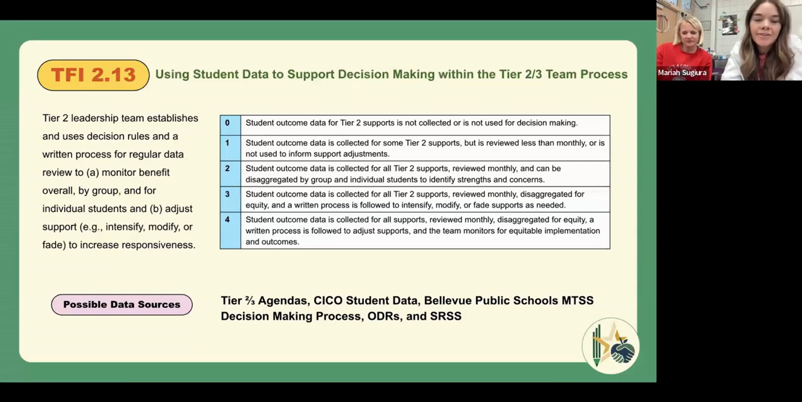So the TFI 2.13 that we'll be talking about today establishes and uses decision rules and a written process for regular data. We're looking at monitoring so it benefits everybody, and breaking that down by groups or individual students, adjusting those supports when necessary, whether they need a more intense intervention, a modification, or they're doing great work and ready to fade, just to make sure that students are still being supported with the least restrictive environment to help them make progress.